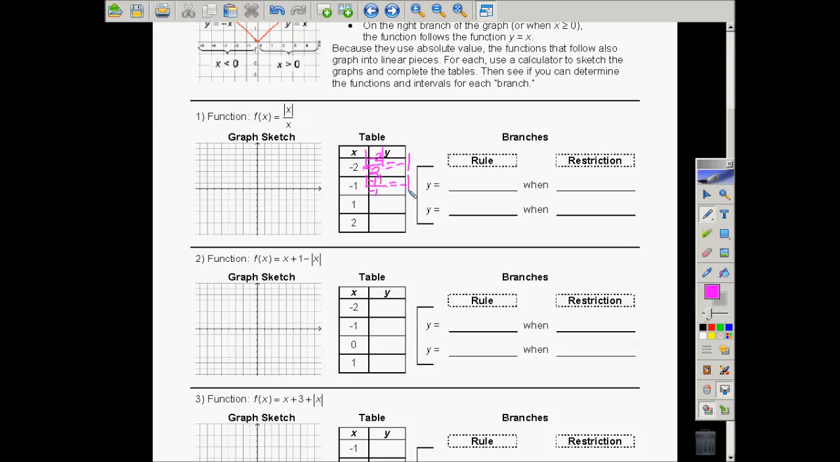Okay? Then let me do the other side. So I'm going to go ahead and plot those points. So at negative 1, I go to negative 1. At negative 2, I go to negative 2.